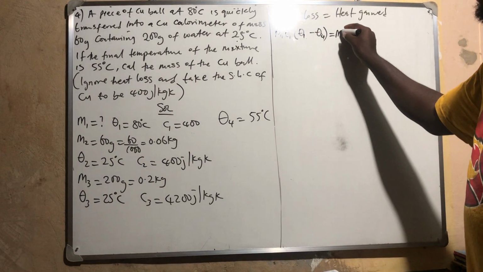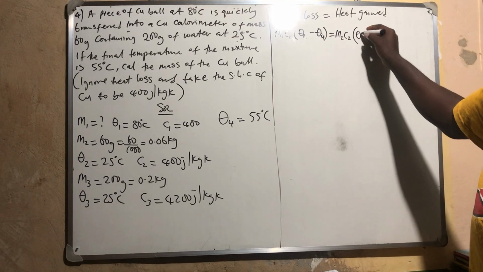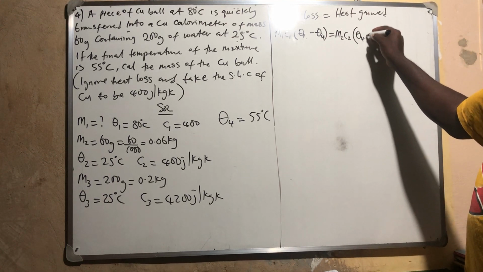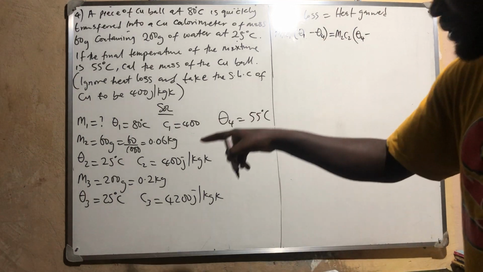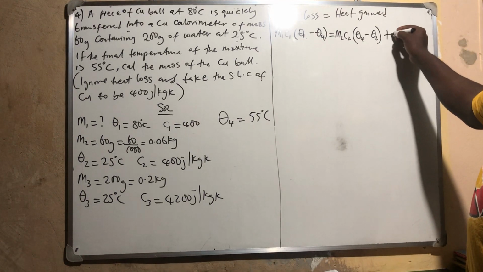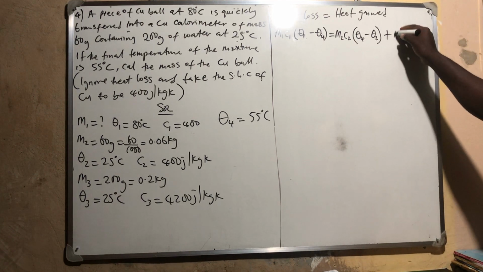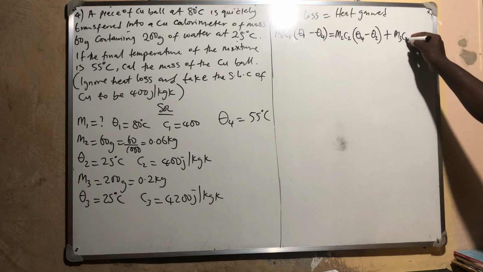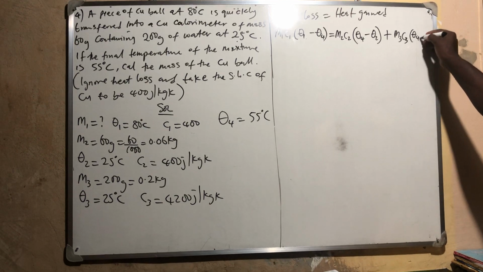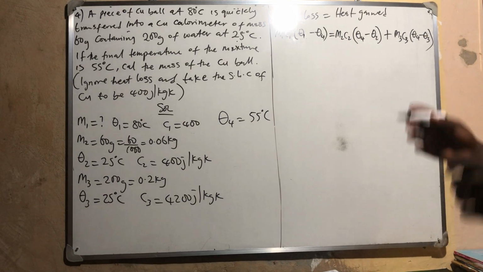So the other one should be what? M2C2 into the final theta 4 minus that of the calorimeter, which is 25. That is theta 2. Okay? Plus, because two people gained energy there, so I have M3C3 into theta 4 minus theta 3. Because they are all gain.